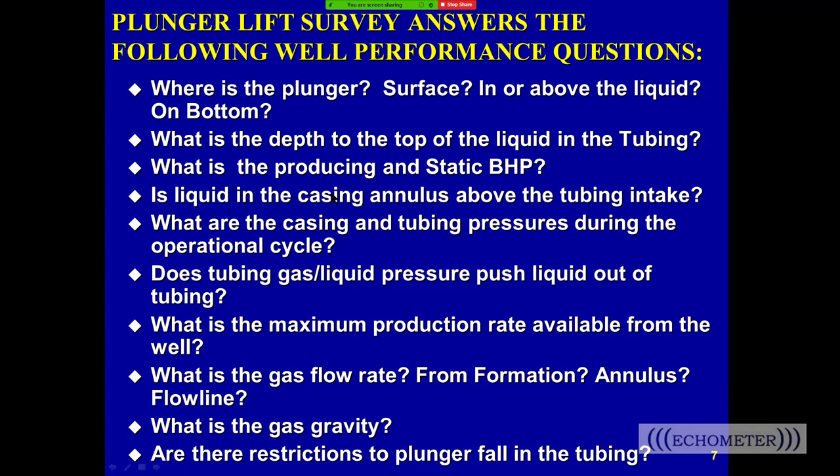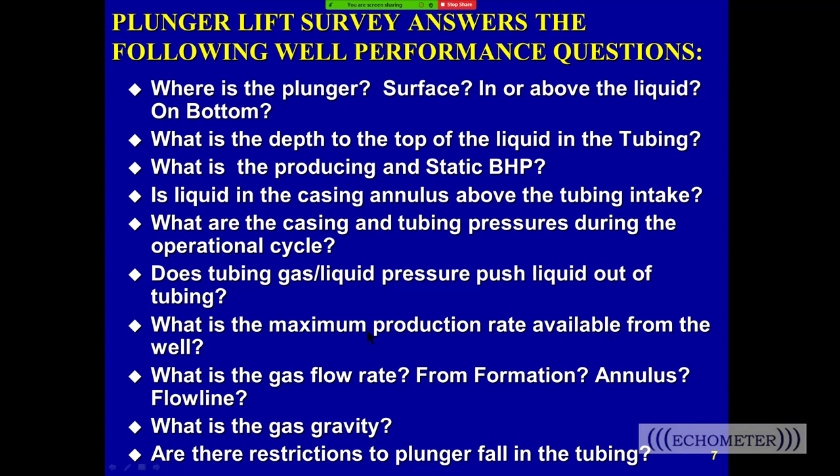We can see the liquid above the end of the tubing in the casing annulus. We monitor the tubing and casing pressures throughout a cycle, and that provides a lot of different information that we'll talk about. We can see if the well needs a standing valve, because during shut-in, if the liquid load in the tubing gets pushed out, you need a standing valve to keep that from happening. That usually occurs when the tubing's set too high and you just don't have any pressure from the well to hold the liquid in.